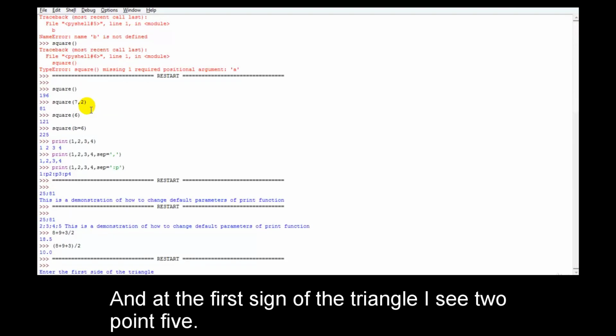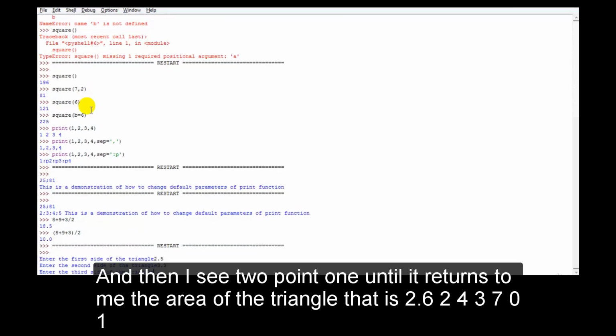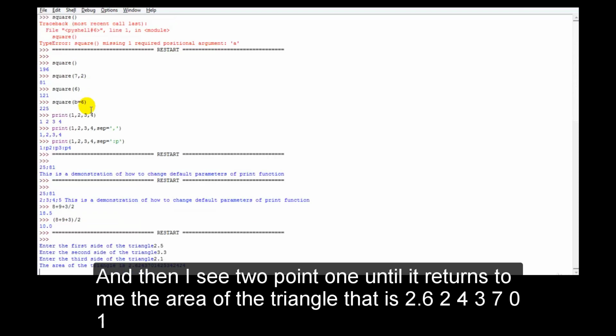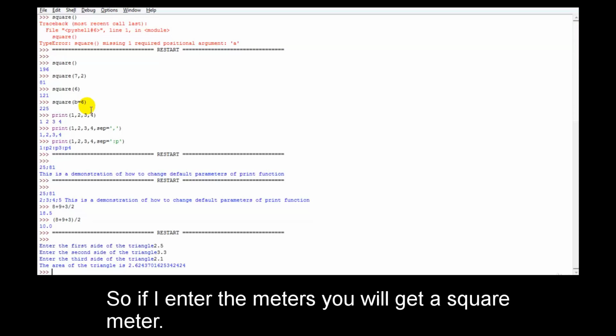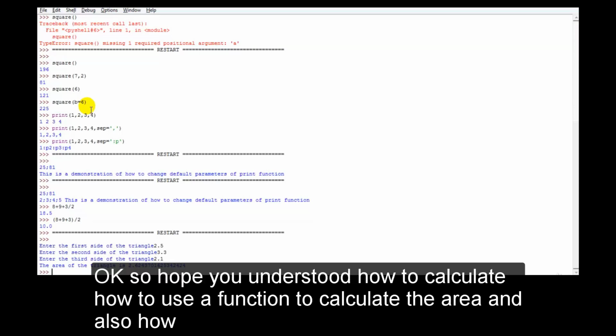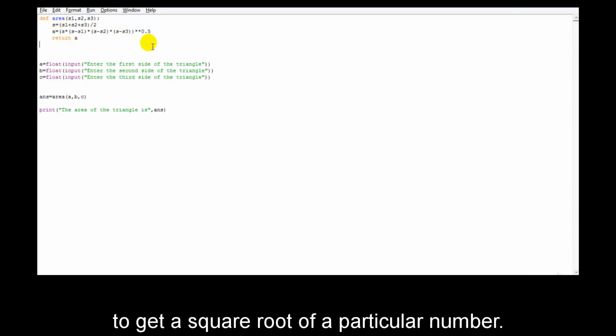Enter the first side of the triangle. I say 2.5, then I say 3.3, and then I say 2.1. Enter. It returns to me the area of the triangle, that is 2.62437016253424424. Yes, so if I enter in meters, you will get it in square meter. Okay, so hope you understood how to use a function to calculate the area, and also how to get a square root of a particular number.